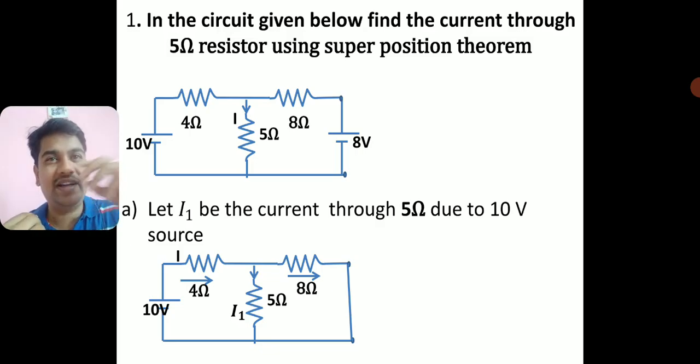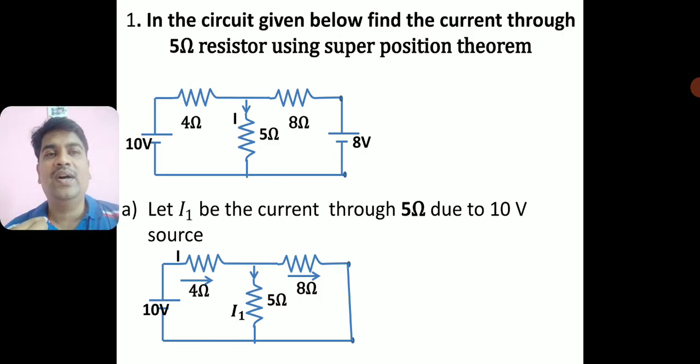Alright, let's get started with the first problem. In the circuit given below, find the current through the 5 ohm resistor using the superposition theorem. So the network is given below. What I need to calculate is the current flowing through the 5 ohm resistance, with the help of the superposition theorem only, not any other theorem.